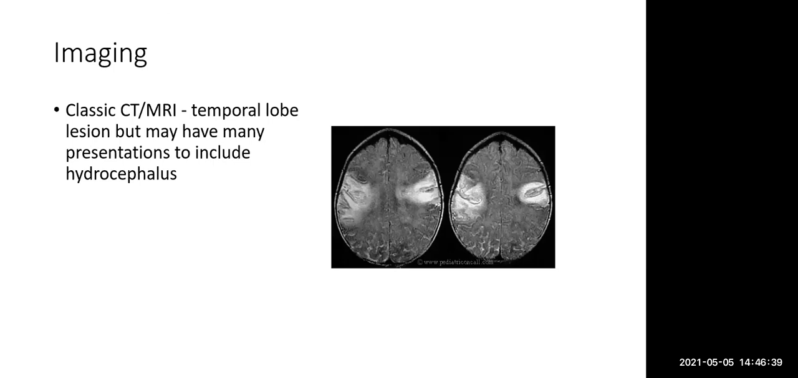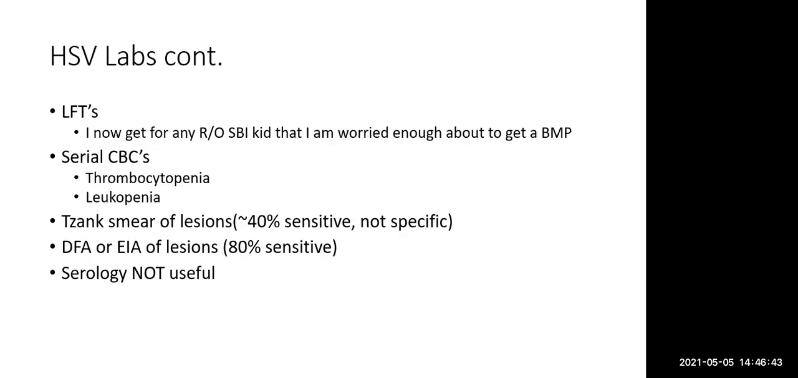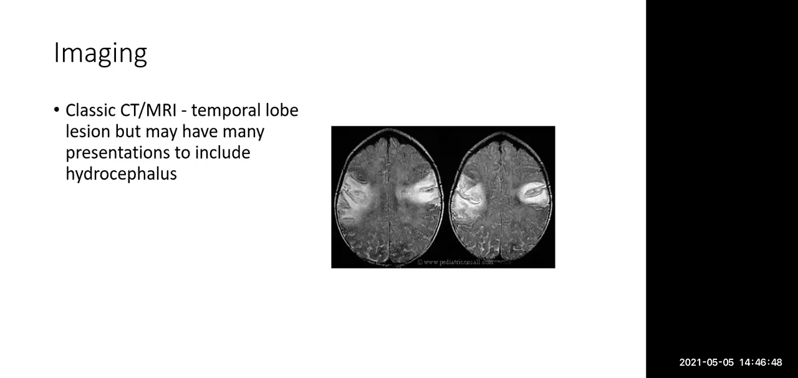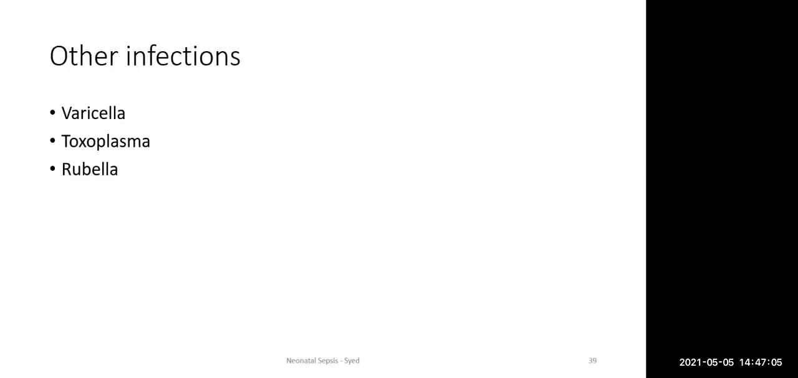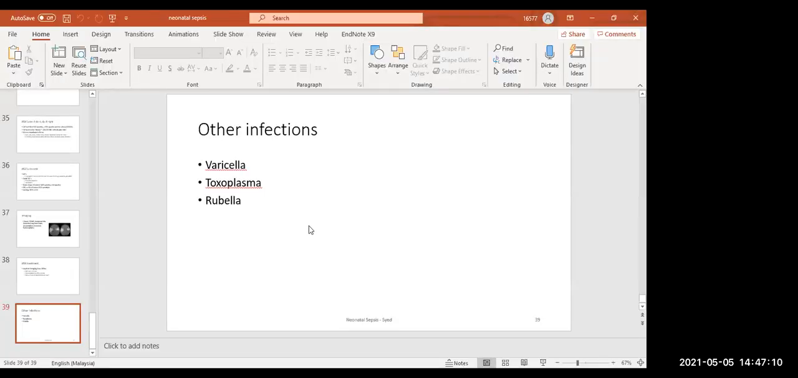Another point for herpes: you can send an EEG and you can see PLEDs, the periodic lateralized epileptiform discharges. That is quite specific for HSV. And then on MRI, you see the lesion is almost always at the posterolateral, actually lateral and then posterior, usually a bit lower. And then treatment is acyclovir. Okay, that's all. Any questions?